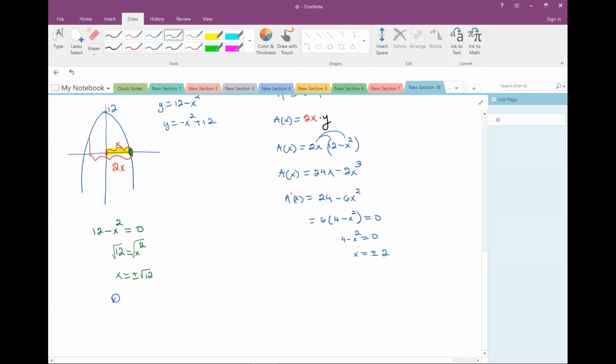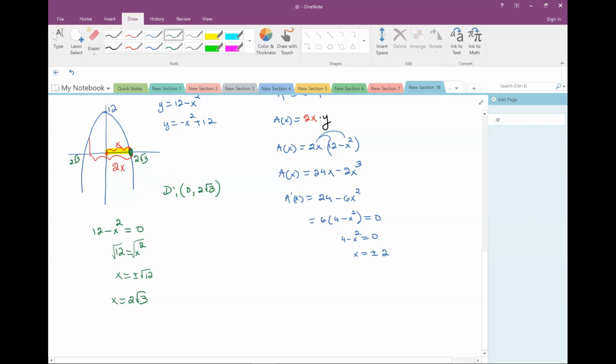So when you take a square root here, x is plus or minus root 12. And then how much is that? 2 root 3. This is the domain. So this is 2 root 3 and this is 2 root 3, right? So the domain is 0 to 2 root 3. Okay, any questions on that?